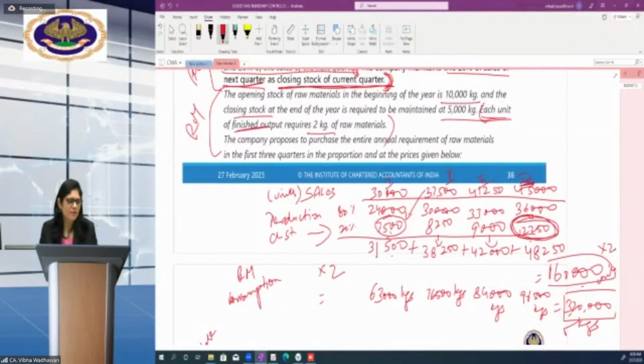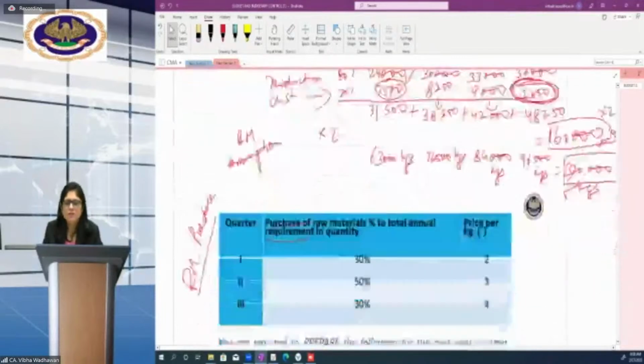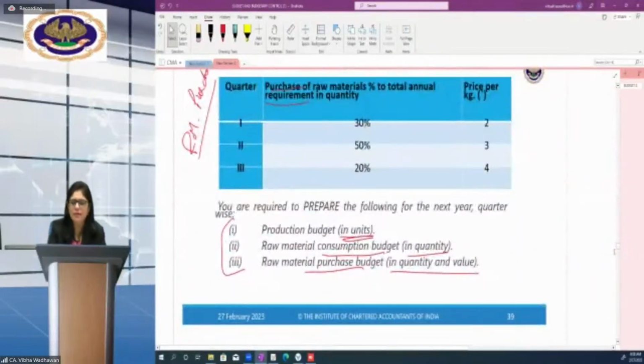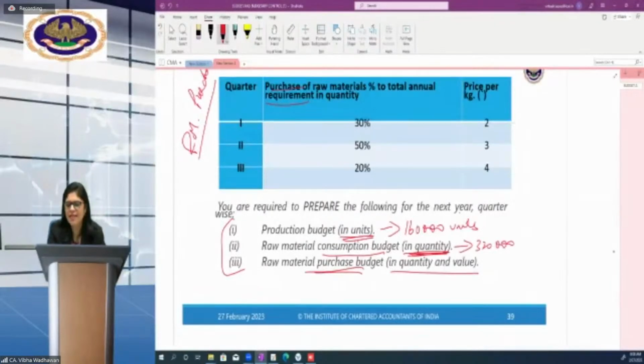Students, I hope you have understood so far. Okay. Now let us move to the third budget, raw material purchase budget. Raw material consumption is in quantity and we have calculated. So production budget, 1,60,000 units. Raw material consumption budget, 3,20,000 kgs. Be very clear of the units you are adding. It's kgs. Don't write units here.